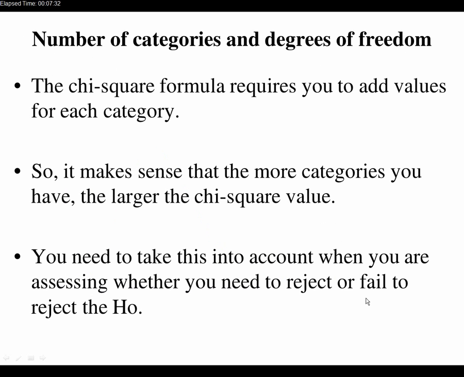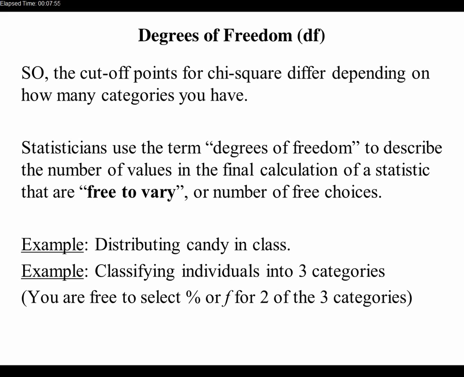Numbers of categories and degrees of freedom. The chi-square formula requires you to add values for each category, so it makes sense that the more categories you have, the larger the chi-square value is going to be. You need to take this into account when you're assessing whether you need to reject or fail to reject the null hypothesis. What the heck is a degree of freedom? Well, the cutoff points for chi-square differ depending on how many categories you have.